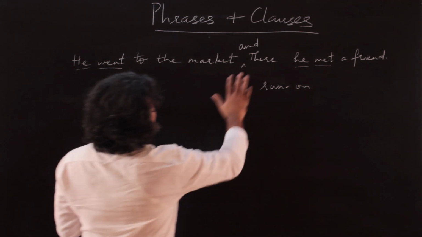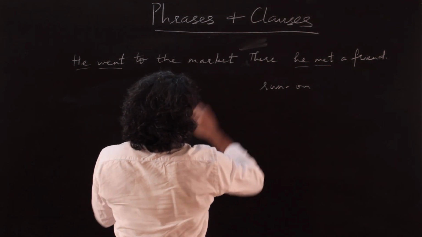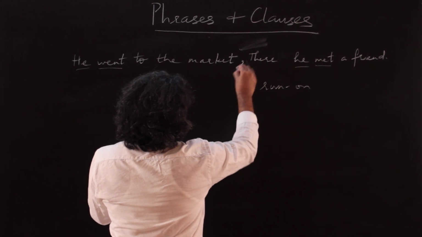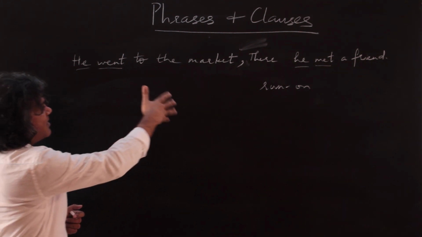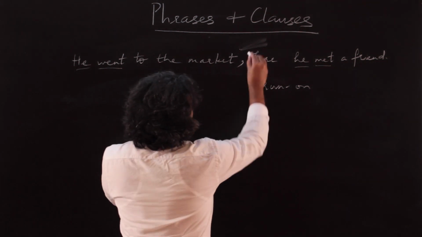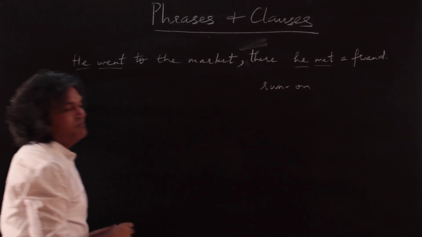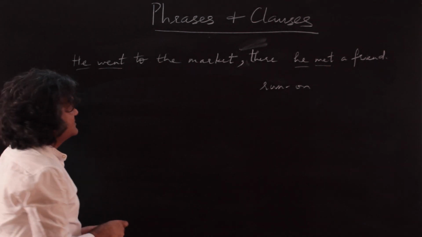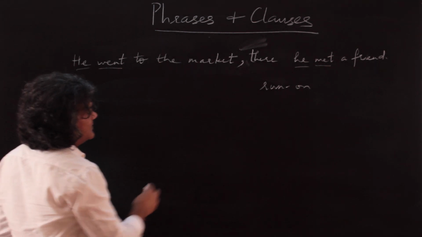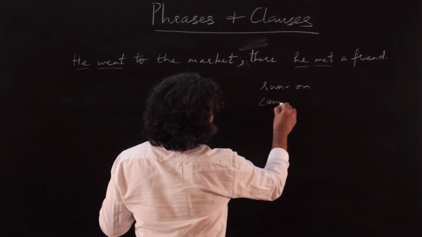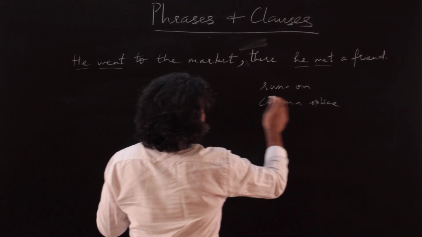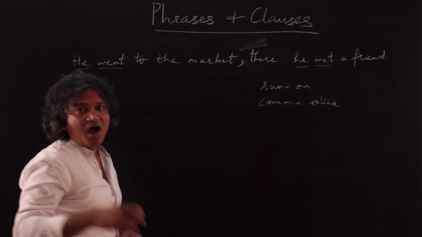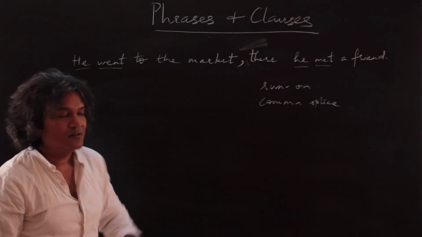Okay, so can I change this to this? I've added a comma. "He went to the market, comma, there he met a friend." Can I do this? The answer is no. This is known as a comma splice. Both of these are sentence errors.